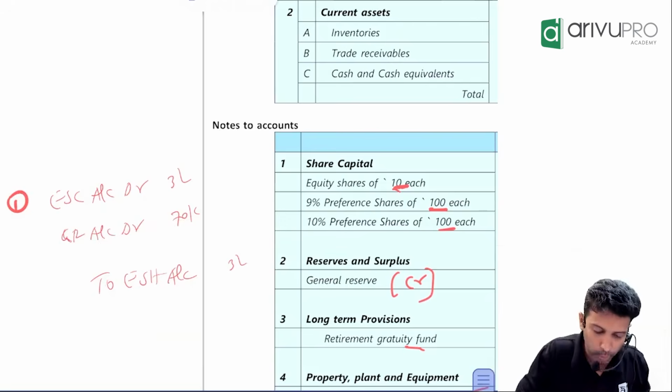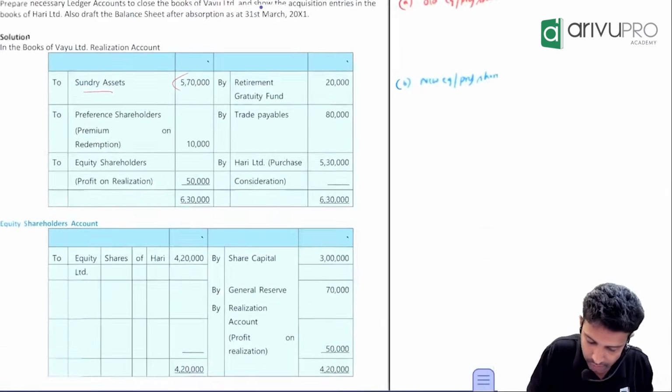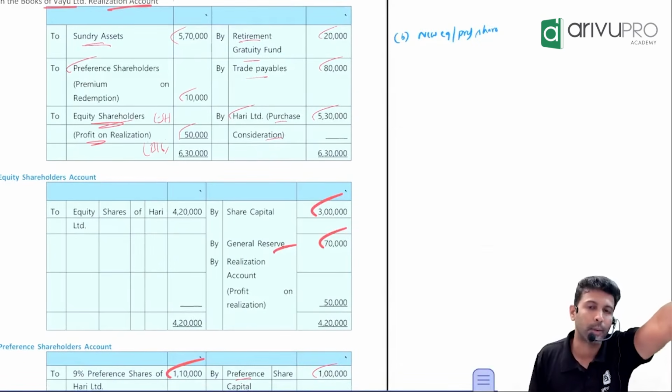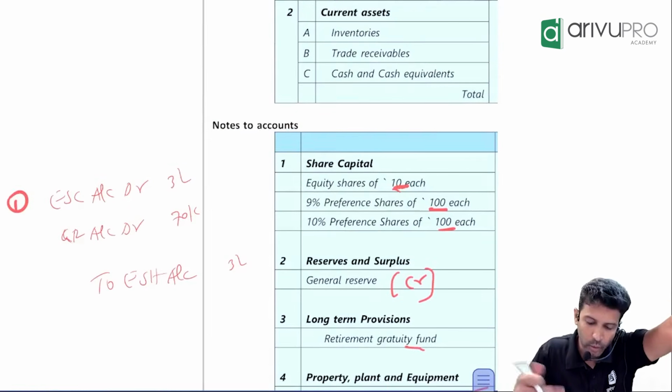On the credit side, you will post it as by equity share capital, 3 lakh, by general reserve, 70. Two sorted. Third one. We'll go in our own order.